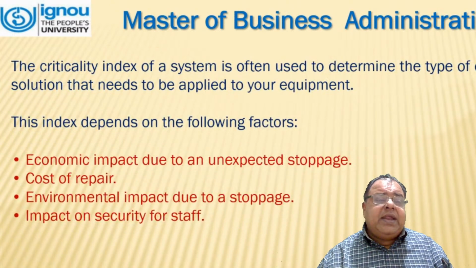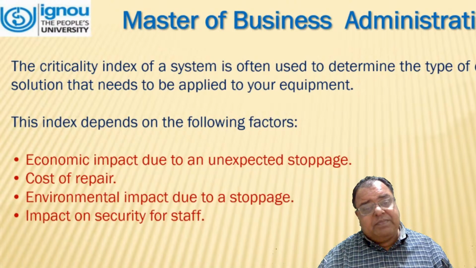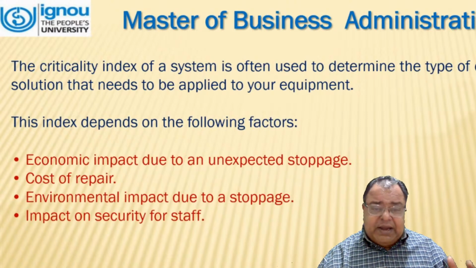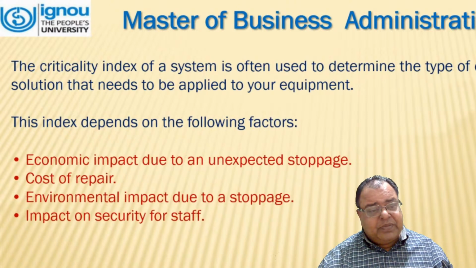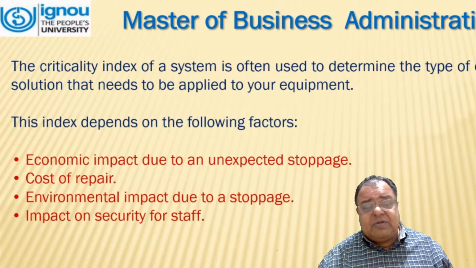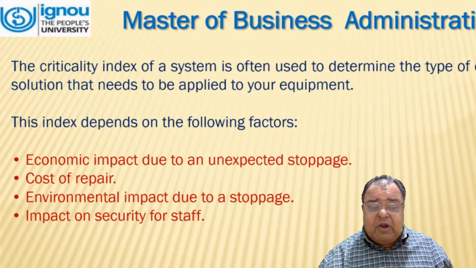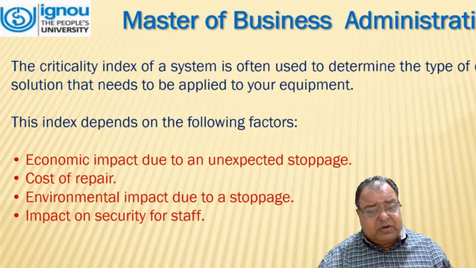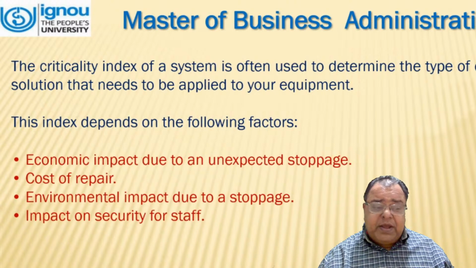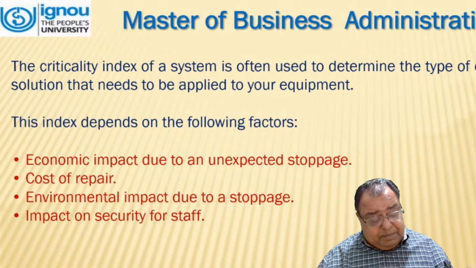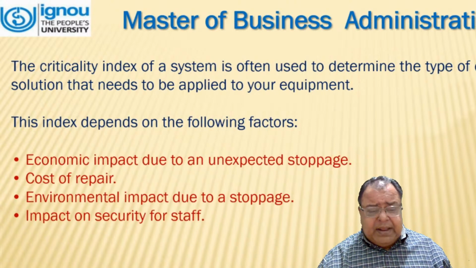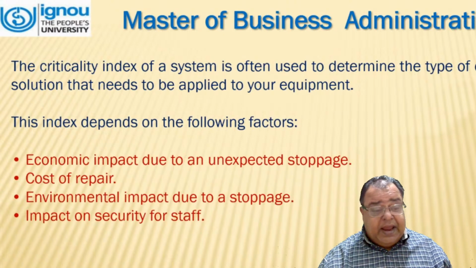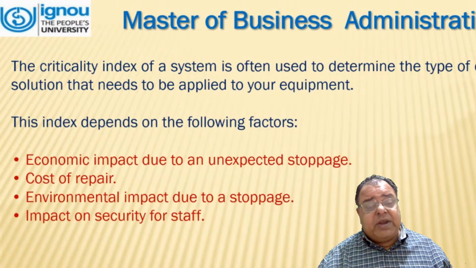The criticality index of a system is often used to determine the type of condition monitoring solutions that need to be applied to the equipment. And this index depends on the following factors: economic impact due to an unexpected stoppage, cost of repair, environmental impact due to a stoppage, and impact on security of staff.